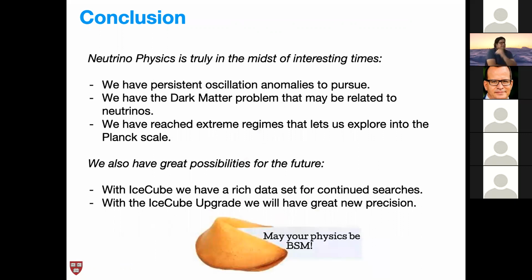Okay, so I think that in neutrino physics we're going through quite interesting times. There are these oscillation pictures, and it's a very confusing situation. Dark matter is, of course, a big problem, and maybe it's related to neutrinos, and IceCube brings new ways to look into those, and also we're able to explore Planck scale regimes. I think the IceCube dataset is going to keep growing, and if you are interested, do not hesitate to contact me. May your physics be BSM, and thank you very much.